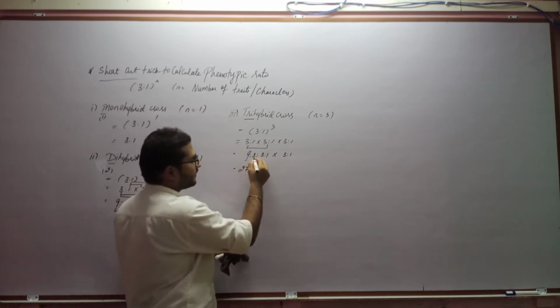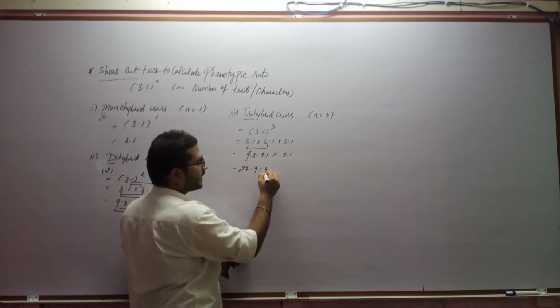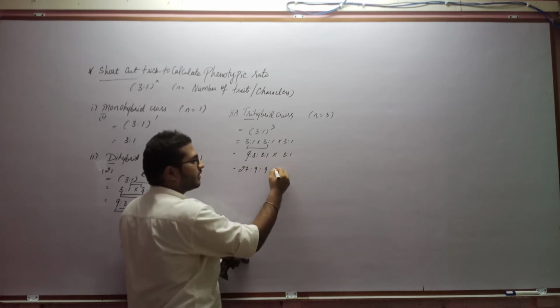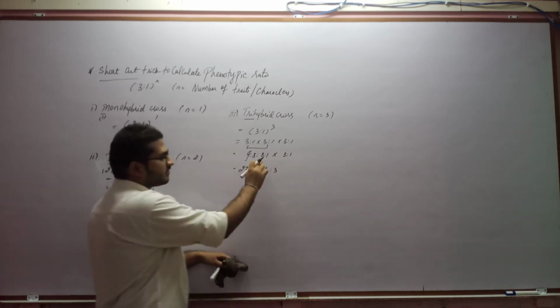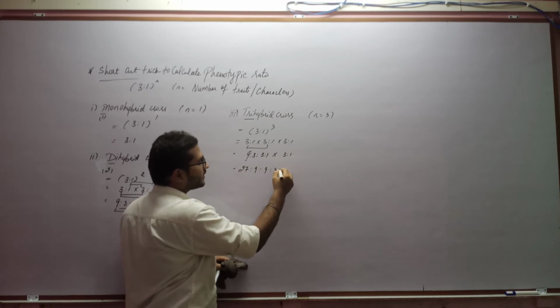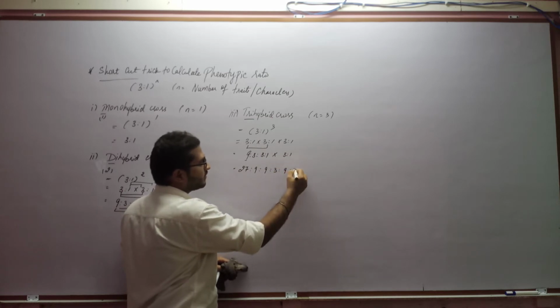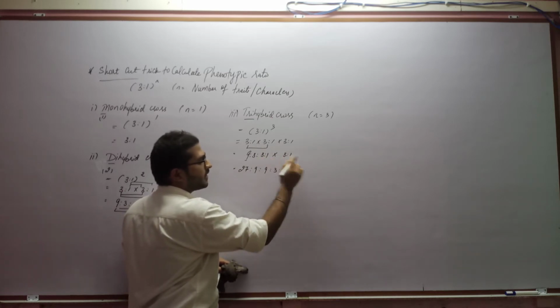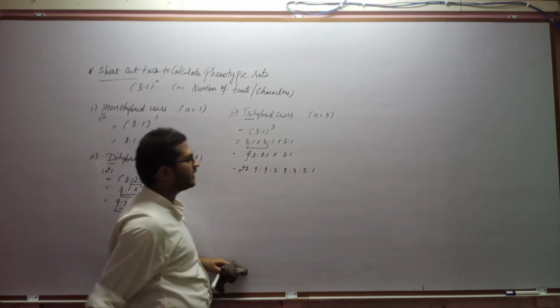Then this number 3. 3 multiplied by 3 is 9. 3 multiplied by 1 is 3. Then this third 3 multiplied by 3 is 9. Multiplied by 1 is 3. Then 1. 1 multiplied by 3 is 3. 1 multiplied by 1 is 1.